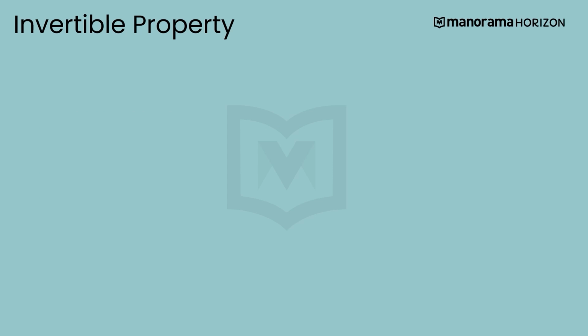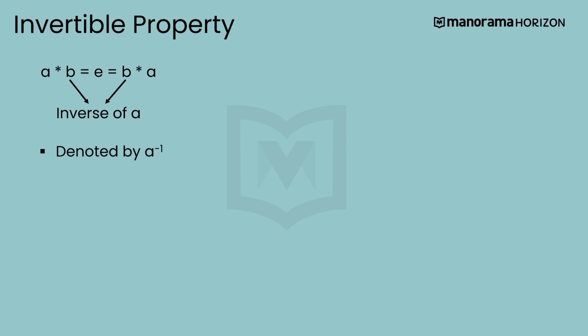Now let's see the next property, that is the invertible property. Given a binary operation star on a set A with identity element e in A, an element a of set A is said to be invertible with respect to the operation if there exists an element b in set A such that a * b is equal to e, which is equal to b * a. And b is called the inverse of a. It is denoted by a⁻¹ and is pronounced as a inverse.